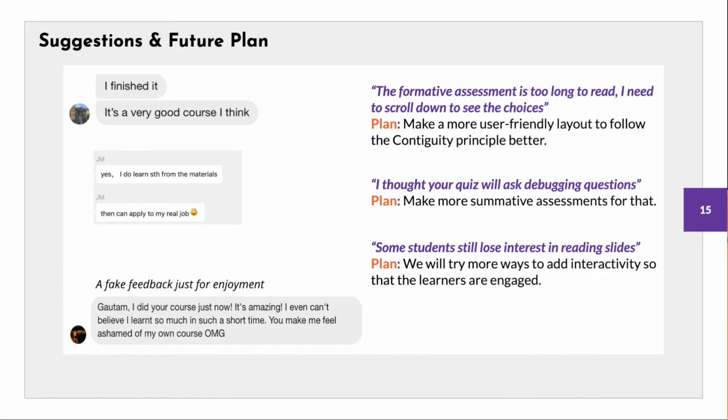All in all, we got very positive feedback, especially from learners with little programming experience. They said that they benefit a lot from the module.